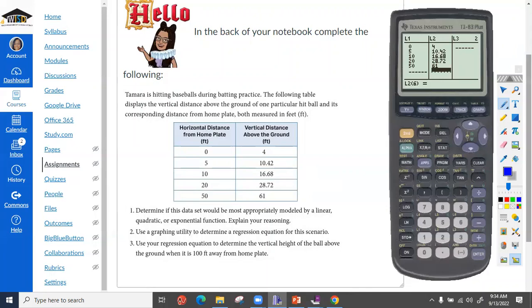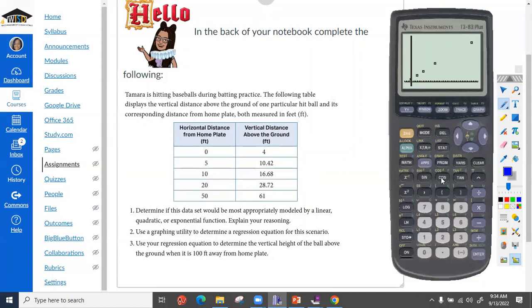All right. So this is about plotting the points. So before I actually do anything, I'm going to plot my points. In order to plot the points, I have to turn it on. So I'm going to turn on Plot 1. And then I'm going to go to zoom, and I want to go down to zoom 9, because I want to be able to see my points on the graph. And when I look, what does it look like? It looks like a linear situation, right? I'm looking at the scatter plot. It looks linear. They're increasing. So this is a linear model, okay?